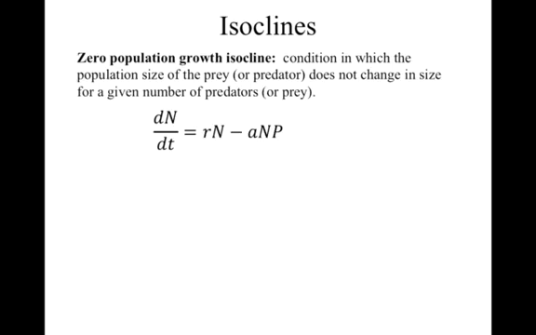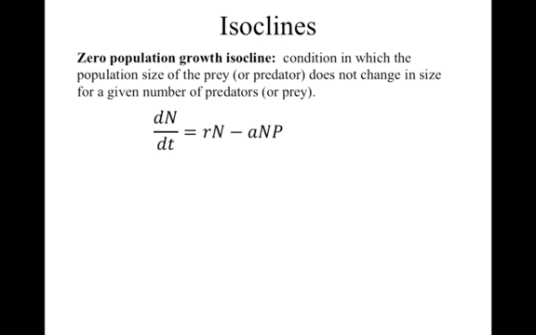All right. So I said you'd never have to integrate these equations and never have to take a derivative. Nobody's doing actual calculus in this course. But you do have to understand these equations and you have to be able to use them in a non-calculus way. And what we're going to do is we're actually going to figure out isoclines. Zero population growth isoclines are conditions where the population size of the prey does not change for a given population size of predators, or the condition where the population size of the predators does not change for a particular size of the prey. That's a little confusing, but we're going to break it down.